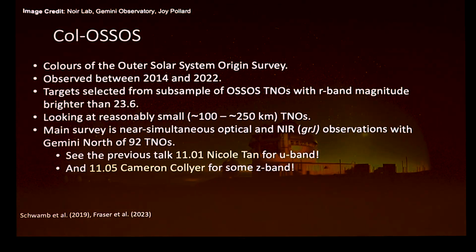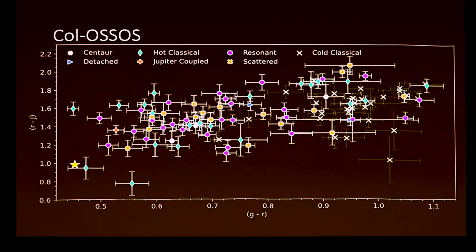And although I'm talking about these G, R and J band observations, Nicole presented the simultaneous U band from CFHT before lunch, and later on this afternoon, Cameron should be including some of the Z band as well from Colossus. So what do the colours actually look like?